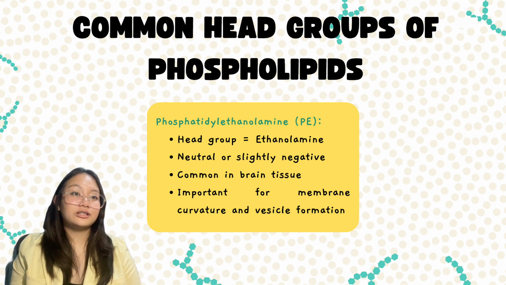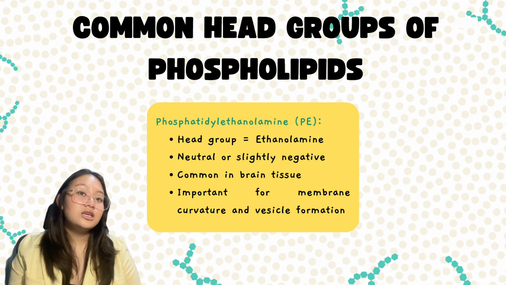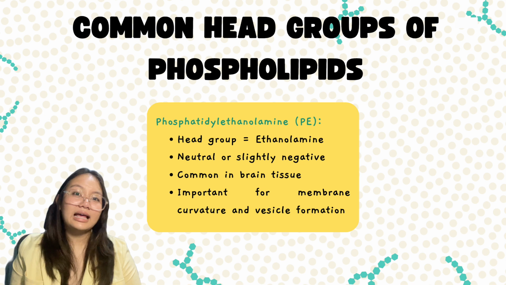So the head group determines the type of the phospholipid and how it behaves in different parts of the body. But note this, each head group can look a bit different chemically, but all are polar and water-loving.